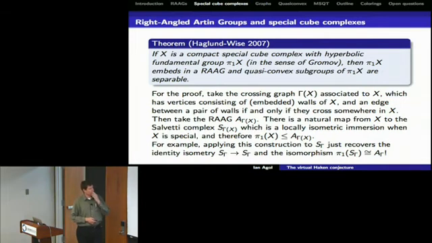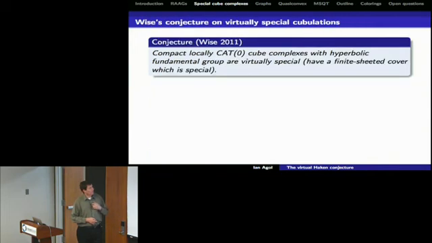So now I can finally state Wise's conjecture. It says that if you have a compact, locally CAT(0) cube complex whose fundamental group is hyperbolic, Gromov hyperbolic in the sense that I was describing yesterday, then it's virtually special. So it has a finite-sheeted covering space which is special. All the hyperplanes are embedded, with no osculation or interosculation.